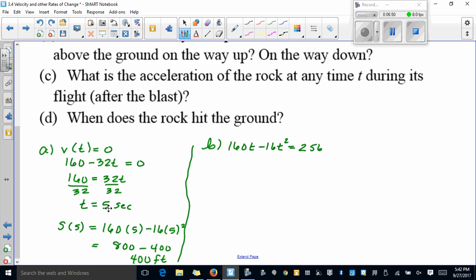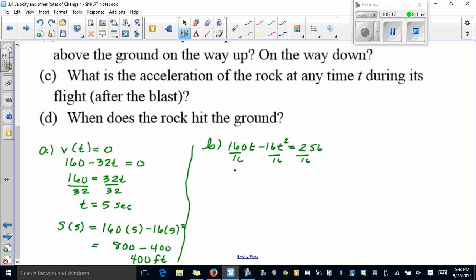We had to find out how long it took to get there. This time they gave us position. We need to find out how long it took to get there, because it's not asking you how long it took, it's asking you for the velocity. Well, we have to know the time to get velocity. Now, hopefully you recognize that each one of these has a factor of 16 in them. So I'm going to just divide through by 16 so I can solve this thing. If I don't do it now, I'll have to do it later.